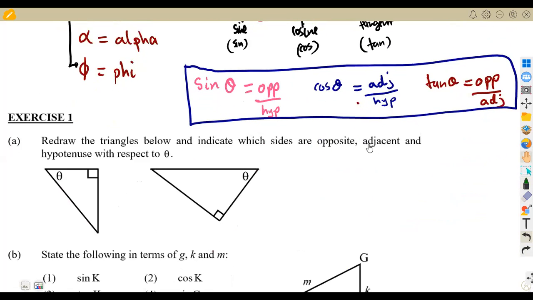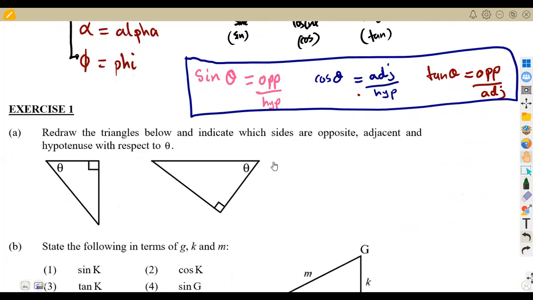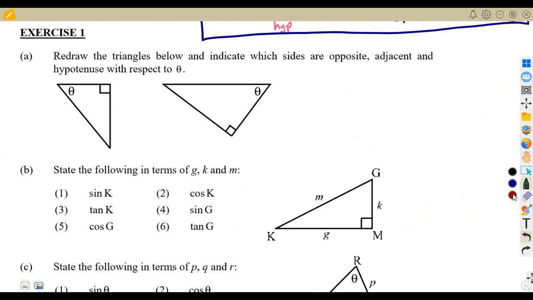You are going to see, even in another class where we shall be talking about solving trigonometrical equations, that you have to find this theta. So we shall talk about that as we move on. This is the first part that we are going to have here, where we are given exercise 1, part A: redraw the triangles below and indicate which sides are opposite, adjacent, hypotenuse with respect to theta. Like I said, it does not matter that this is A, this is B. What matters is that you have the angle theta, and these sides are named according to the angle theta.